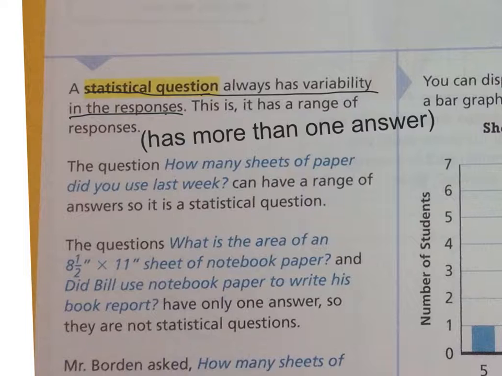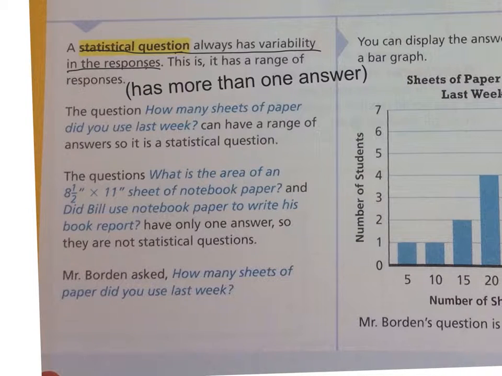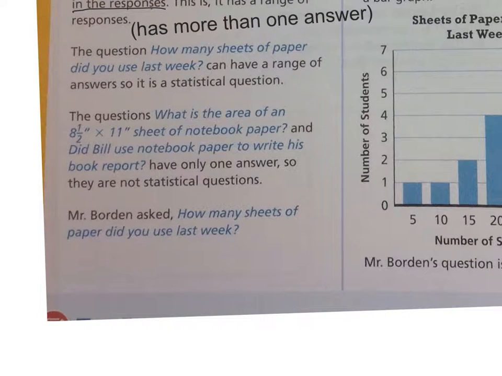So we can look at some options here that they mention in the book. How many sheets of paper did you use last week? Has a variety of answers, so that would be statistical. The other questions really only have one correct answer anyway. What is the area of the sheet of notebook paper? And did Bill use notebook paper to write his book report? Okay, only one answer, so that's not statistical. So obviously the question we already mentioned, which question he asked to get this response.